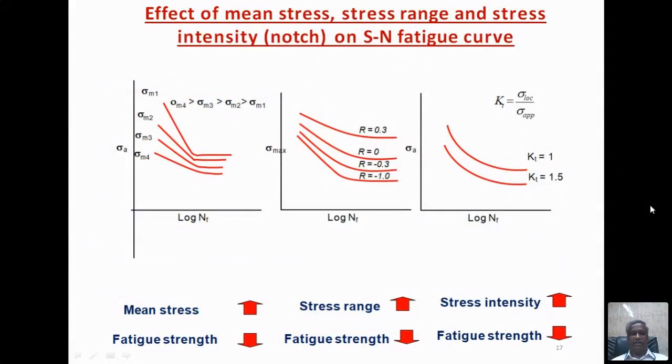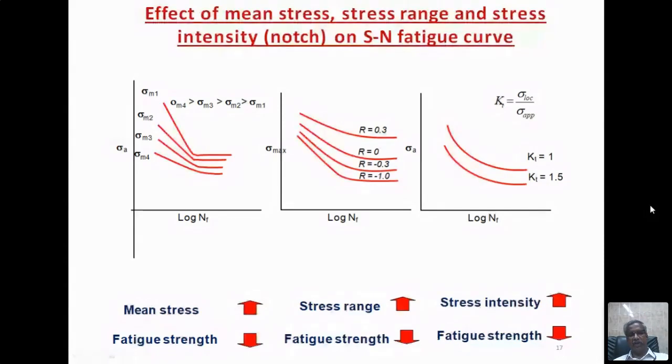Coming back, there are a few graphs I am displaying here to understand the effect of some parameters, such as mean stress. What is mean stress? It is nothing but the average stress: maximum plus minimum divided by 2. The first graph shows the effect of mean stress. Sigma M4 is the highest mean stress, M3 is slightly lower, M2 is slightly lower, and M1 is the lowest.